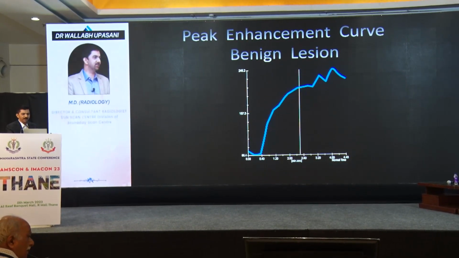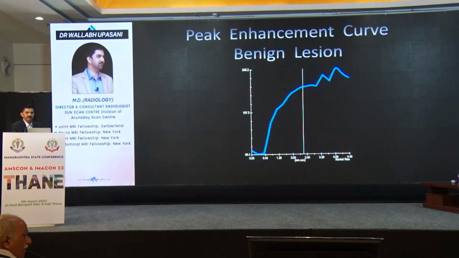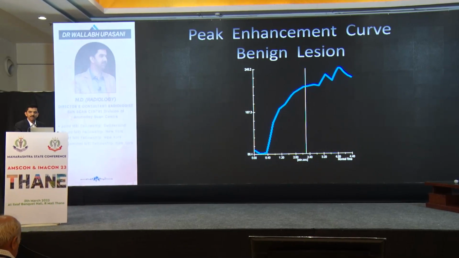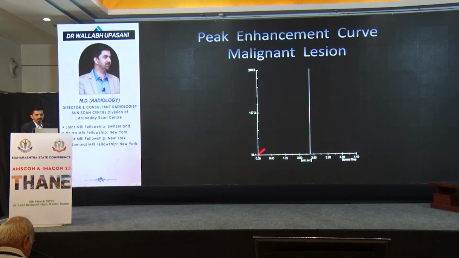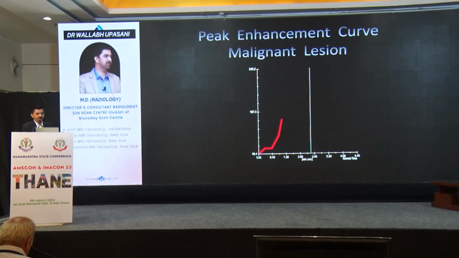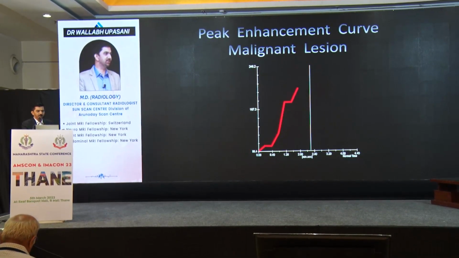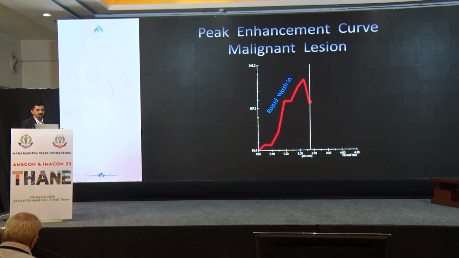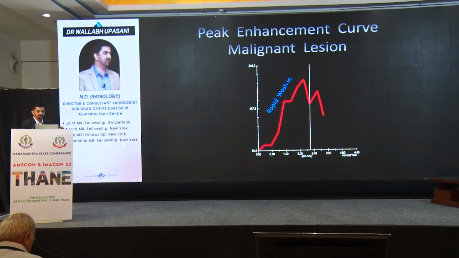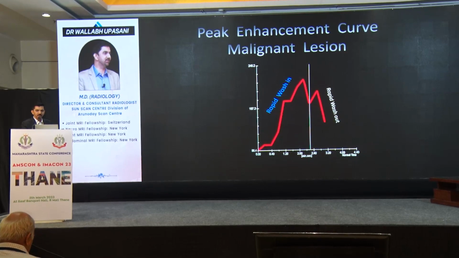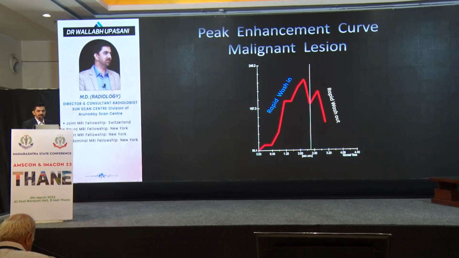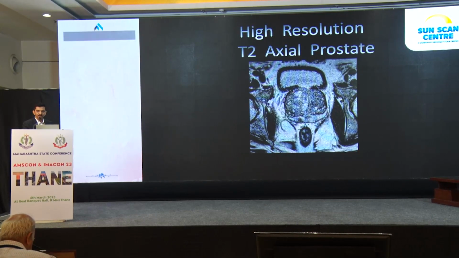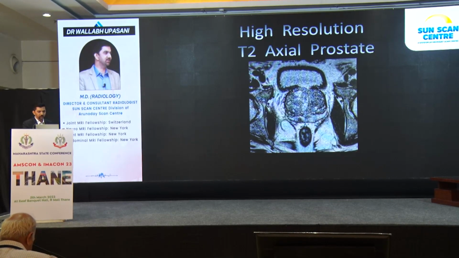So when the end of the graph is more horizontal or very gradual, that suggests a benign lesion. As against that, a malignant lesion has a steep climb, as is shown here, and it has a steep decline. So we call it a rapid wash-in and a rapid washout. Once we do a dynamic contrast and we get these graphs, it is an extremely accurate technique to say whether a lesion is benign or malignant.